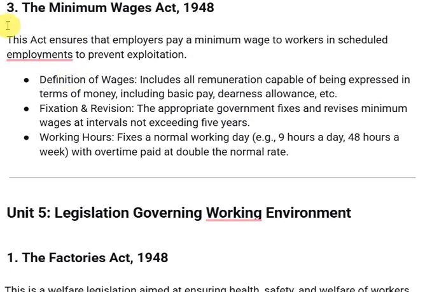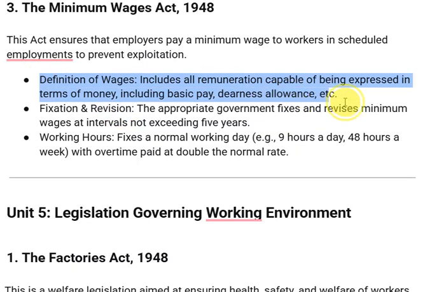Minimum Wages Act was enacted in 1948. Now this act is being replaced by Code of Wages 2019, which is more comprehensive than the Minimum Wages Act. The Minimum Wages Act 1948 required that the central government should fix some minimum wages, that is floor wages. State governments could also fix minimum wages higher than the minimum wages fixed by the central government.